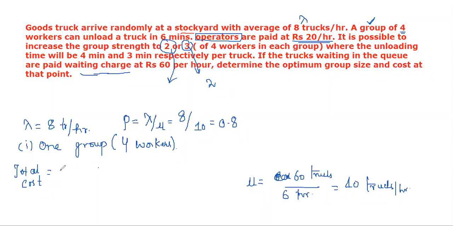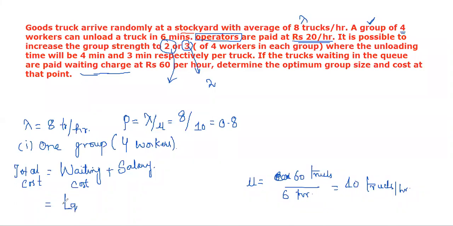So let's see what the total cost is now. The first cost will be the waiting cost. Okay, every company would like to minimize the total cost. The second cost will be the salary of the workers. So let me see what this waiting cost is. In this question, the waiting cost will be equal to the length of the queue.